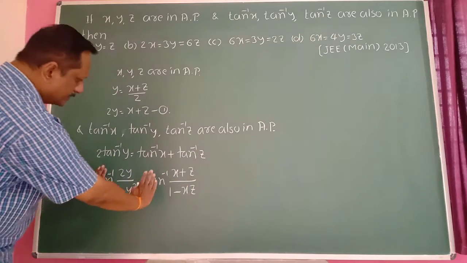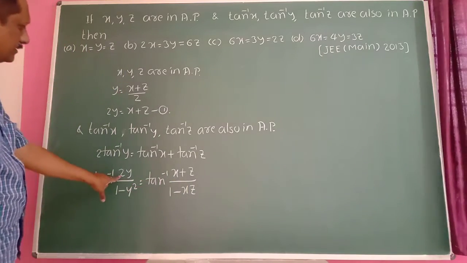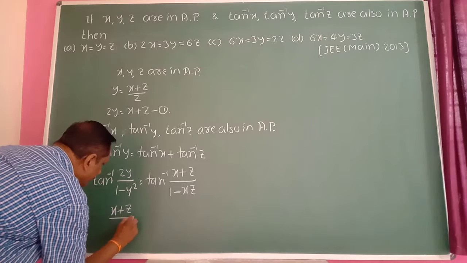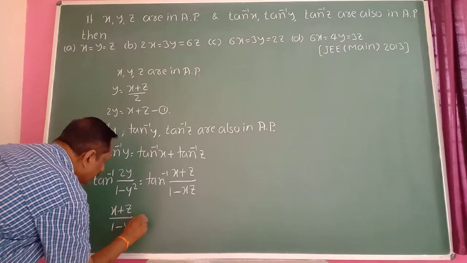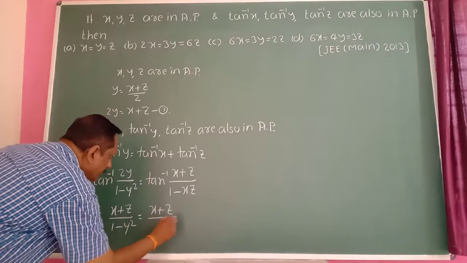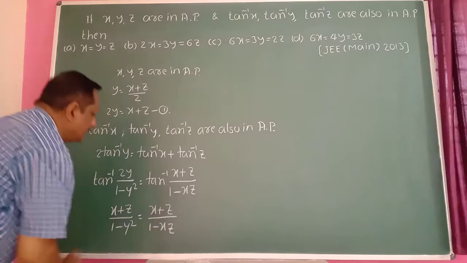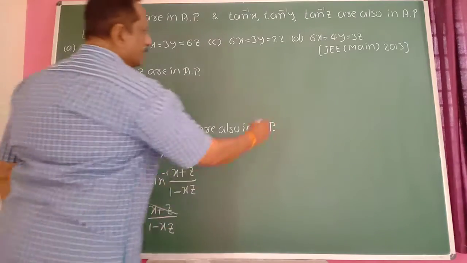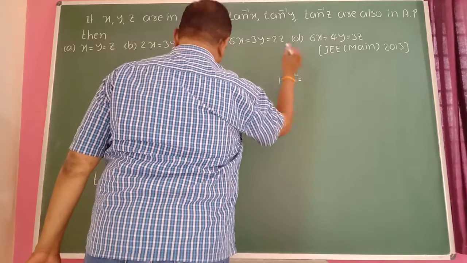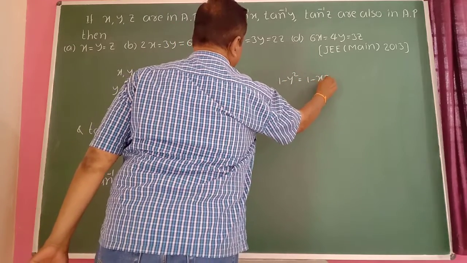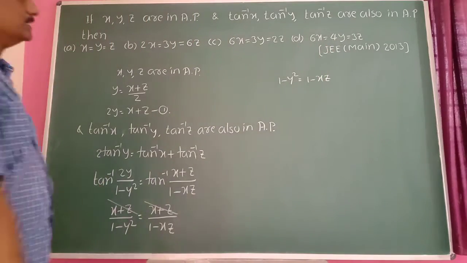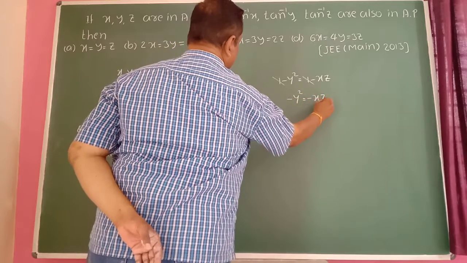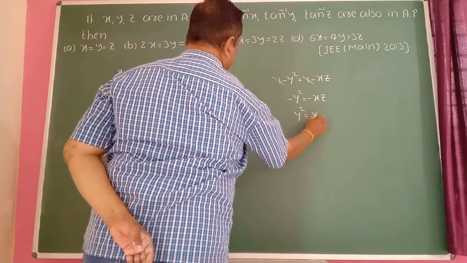We have to leave this tan inverse. Just leave it here, and 2y is x plus z here. Therefore x plus z divided by 1 minus y square is equal to x plus z divided by 1 minus of xz. This x plus z and x plus z get cancelled. Take its reciprocal. So 1 minus y square is equal to 1 minus of xz. Then the 1 and 1 cancel. Minus y square is equal to minus xz, or y square is equal to xz.